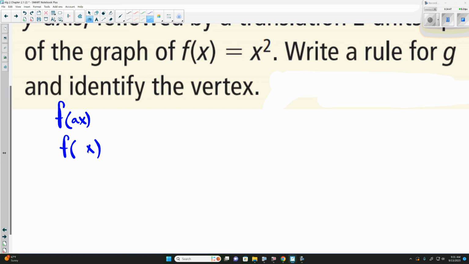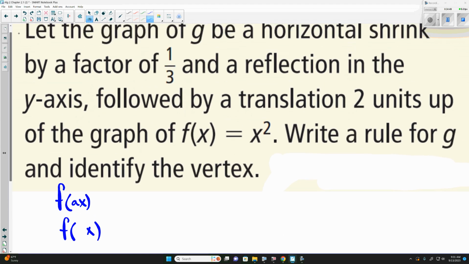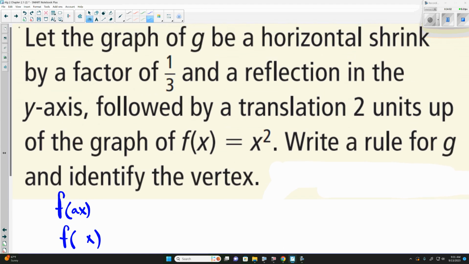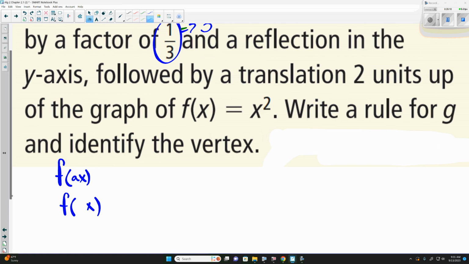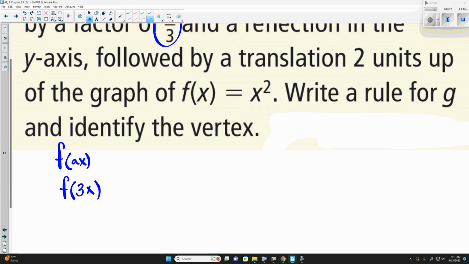Now we do need to plug in the value of a. So we look back up here. Horizontal shrink by a factor of 1/3. I believe I heard multiple people say the same thing. But we have to do what to the 1/3? Flip it, which turns it into a 3. So the value of a here is 3. And horizontal stretch or shrink is the only transformation we have to do this to. So we have f of 3x, yes?